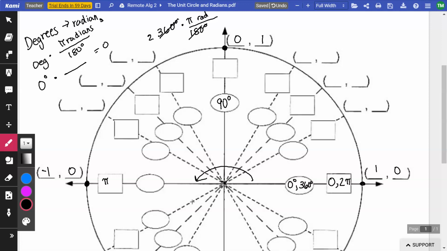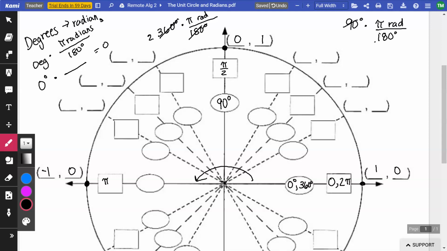Well, if half of the circle is pi, then another half of that, or 1/4 of that, would be pi over 2, because you would just divide it in half. Let's see if we're right. So let's take 90 degrees and multiply it by pi radians over, I almost wrote 360, that should be 180.